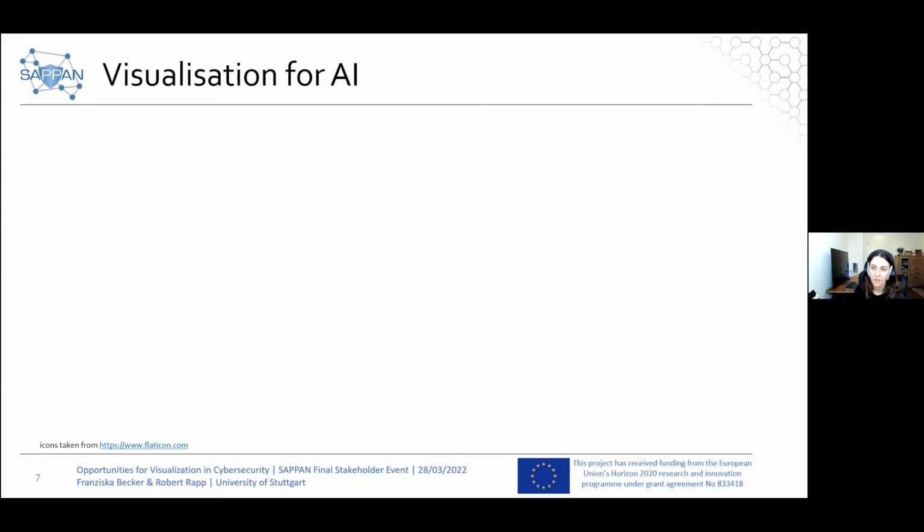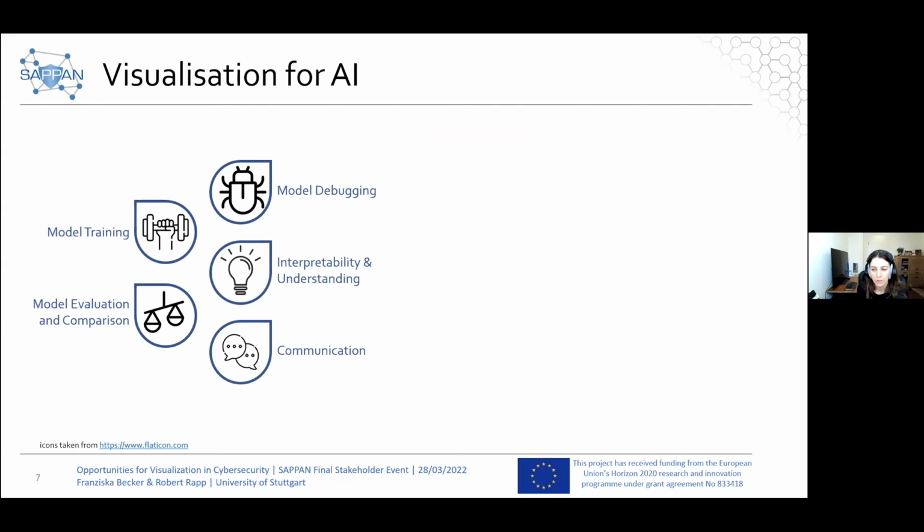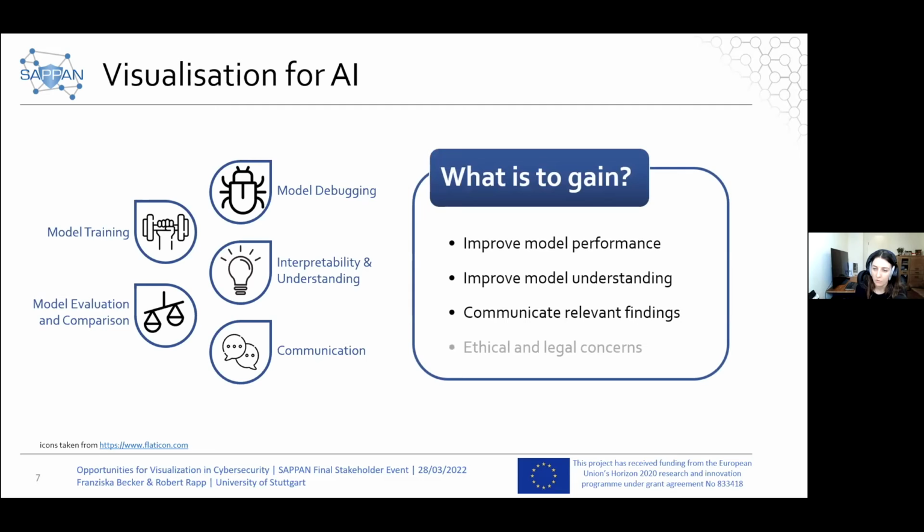And then looking at visualization for AI to kind of bring all the things together. This can be employed to accomplish a variety of objectives, ranging from model debugging during the development phase to communication of findings related to an AI model. In essence, this means that visualization may help to improve or better understand models. It can allow for easier communication, for example, when reporting findings to a supervisor or when training newly hired personnel. And another point, and although this may be more relevant for the future, that's why it's grayed out, it may also help address ethical or legal concerns regarding decisions made by AI or based on its output.